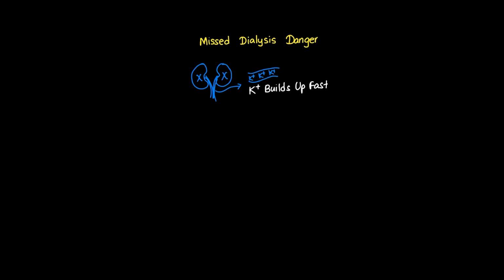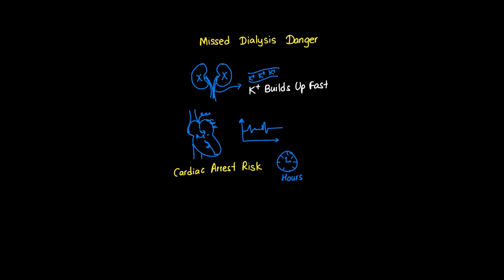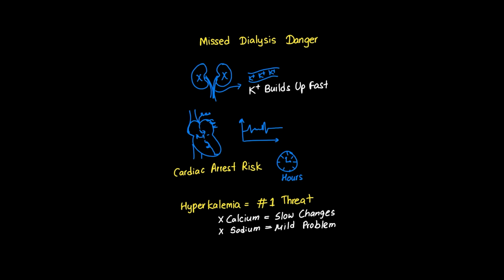The kidneys normally excrete excess potassium daily. When dialysis is missed in end-stage renal disease, potassium accumulates rapidly in the blood. High potassium disrupts the electrical conduction system of the heart. It can trigger ventricular fibrillation or asystole within hours. This makes hyperkalemia immediately life-threatening. Unlike other electrolyte imbalances, hypercalcemia develops slowly and causes muscle cramps, not sudden death. Hyponatremia in renal disease is usually mild.